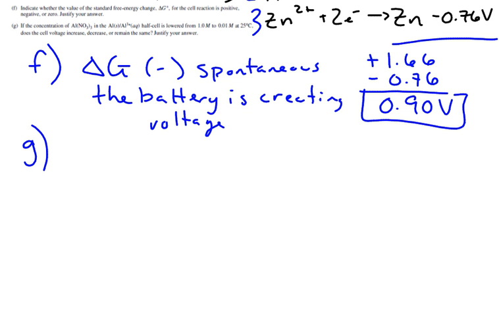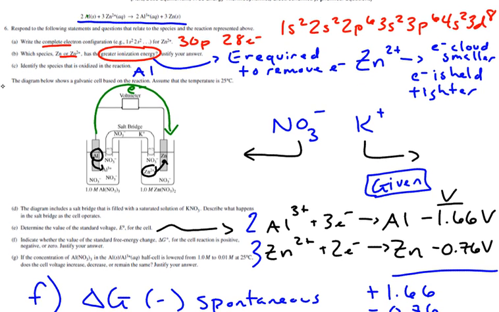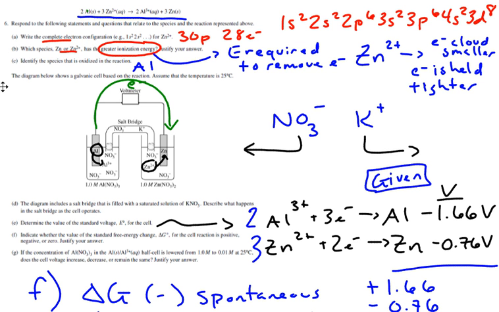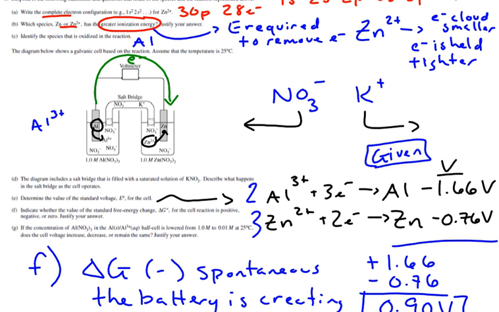Okay. And G. If the concentration of Al(NO3)3 in the Al3+ half cell is lowered from 1.0 to 0.01 at 25 degrees, does the cell voltage increase, decrease, or remain the same? So, this will probably be our last question for the day. If I lower this, just want to make sure I'm reading this right. I lower the cell. Now, there's a Nernst equation. It's not a big deal, but you could kind of see the Nernst equation.